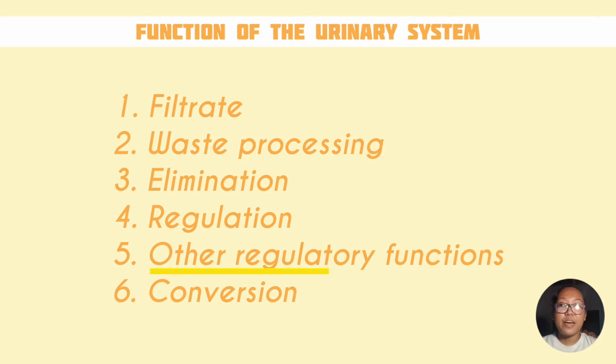Number 5, other regulatory functions. By producing the enzyme renin, they help regulate blood pressure, and their hormone erythropoietin stimulates red blood cell production in the bone marrow. Number 6, conversion. Kidney cells also convert vitamin D to its active form.